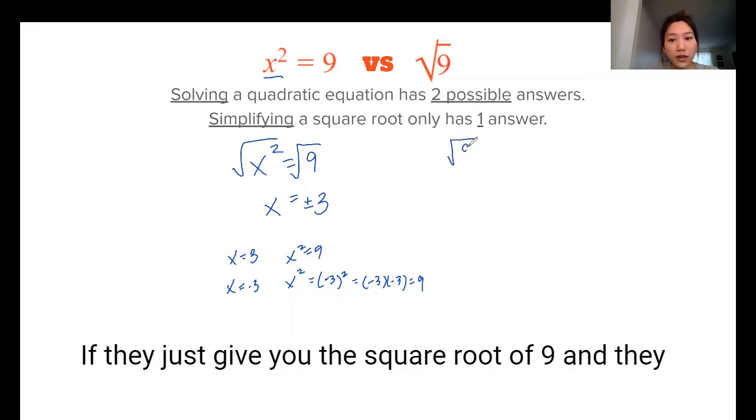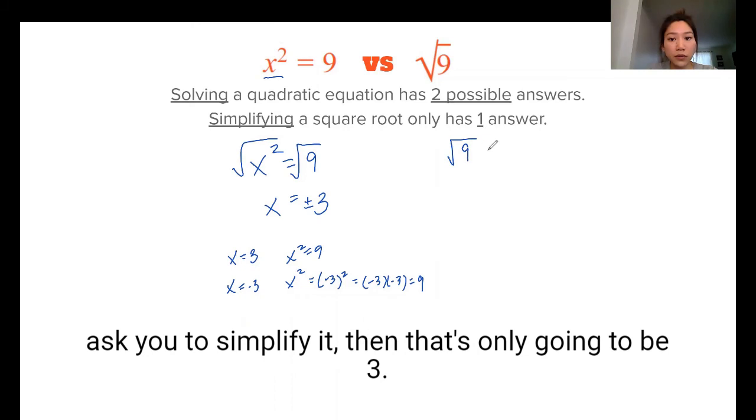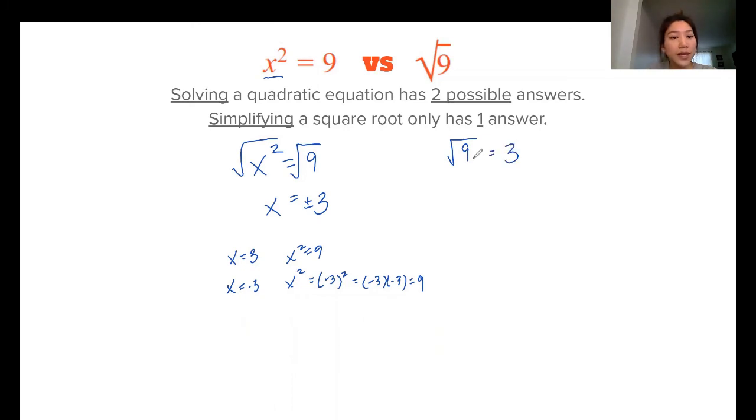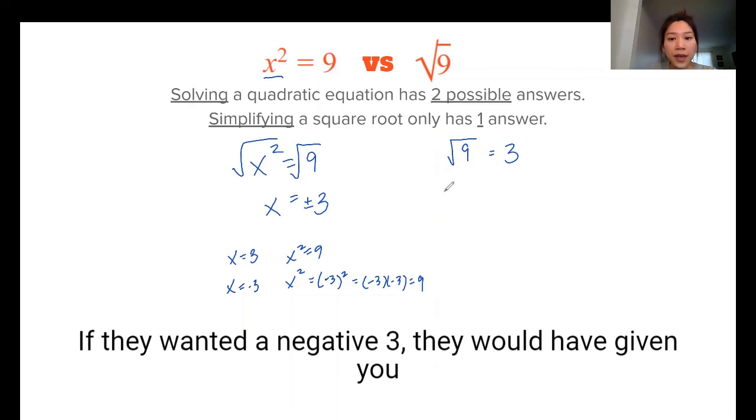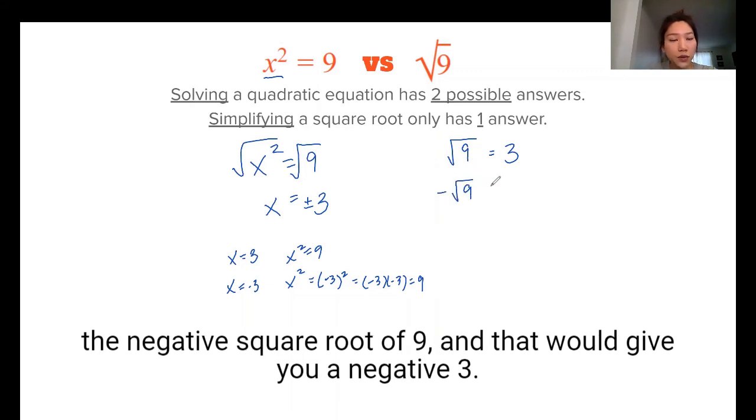If they just give you the square root of 9 and they ask you to simplify it, then that's only going to be 3. The negative 3 is not a possibility. If they wanted a negative 3, they would have given you this negative square root of 9, and that would give you a negative 3.